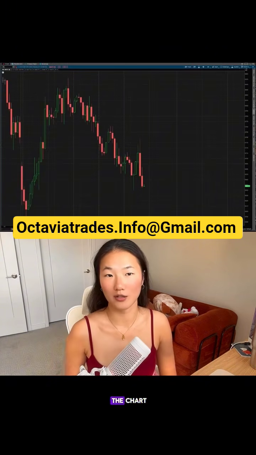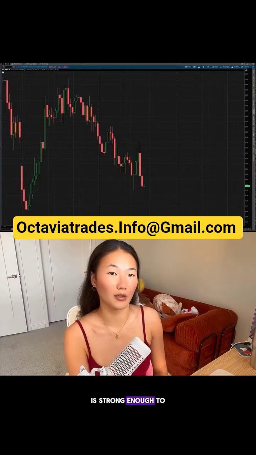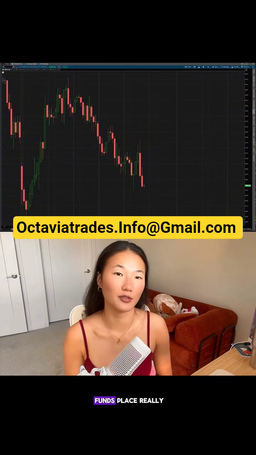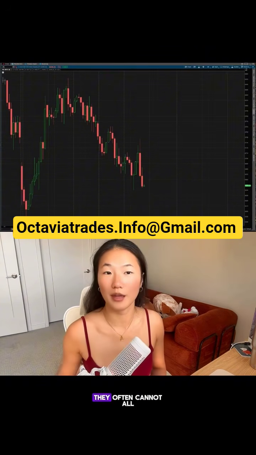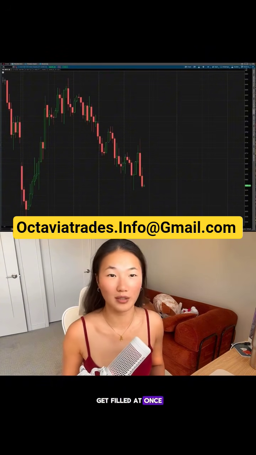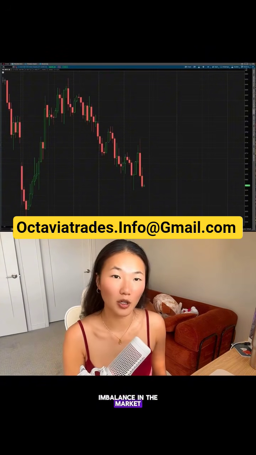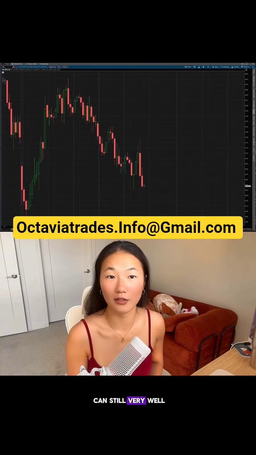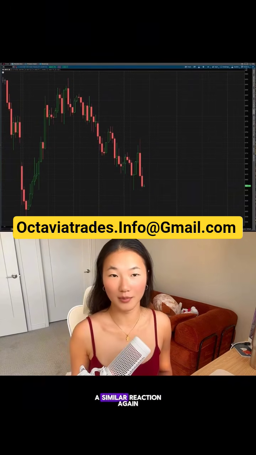Supply and demand zones are areas on the chart where buying or selling pressure is strong enough to reverse price movement. They form because large institutions like banks and hedge funds place really large orders, and they often cannot all get filled at once. This leaves behind an imbalance in the market. When price eventually returns to that area, those remaining unfilled orders can still very well be sitting there, and that can cause a similar reaction again.